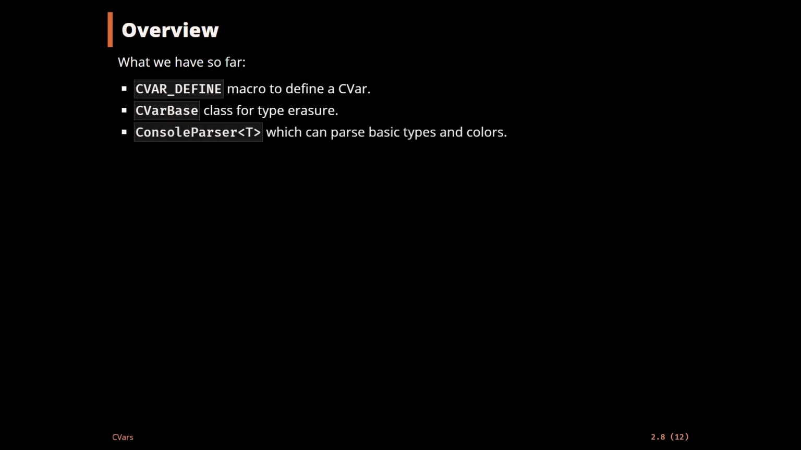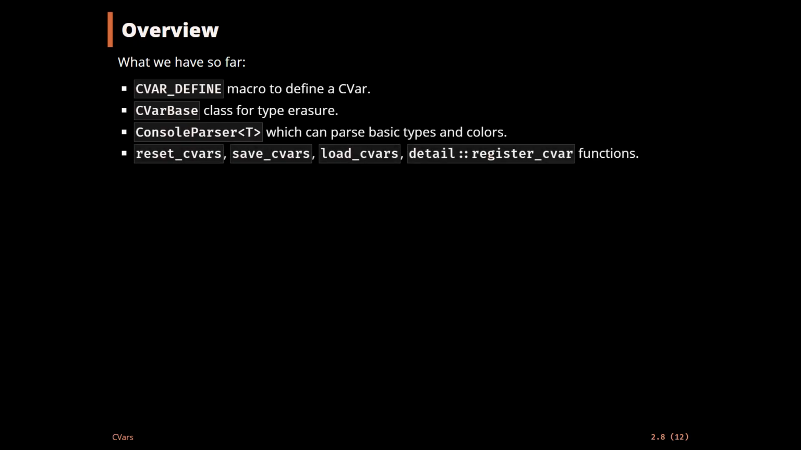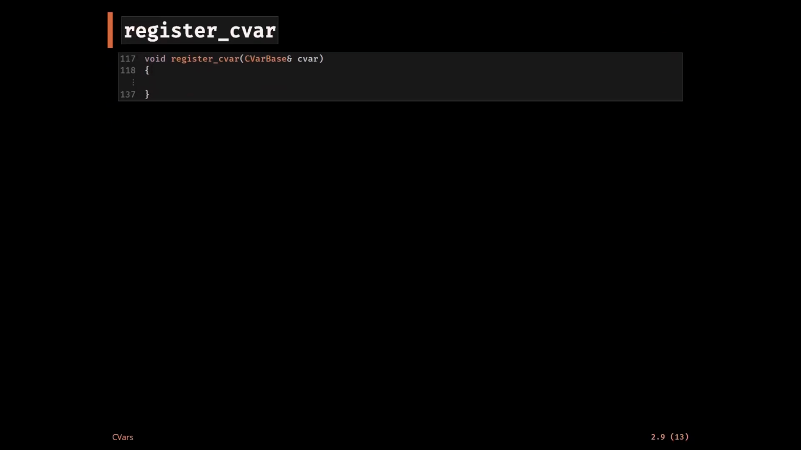Cool. So what we have so far is CVar define to define all the console variables. We have CVar base, which is our base class that we use for type erasure. We have console parser of type T, which is the logic for turning strings into types and types into strings. And we have a whole bunch of functions we haven't implemented: reset CVar, save CVars, load CVars, and register CVar. What we still need to do is implement those, otherwise nothing happens. And we need to load from or to the file system.